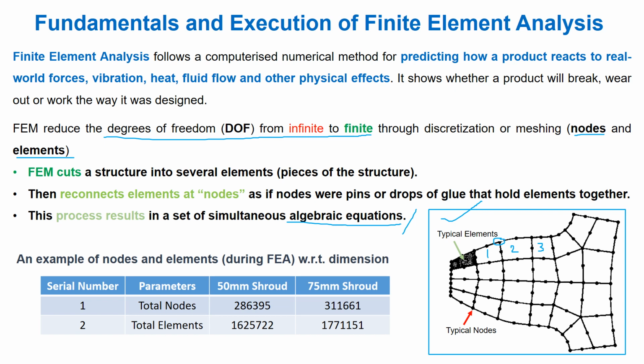So, this is one example. FEA has been performed for different bore dimensions for shrouds, and we can see there are different numbers of nodes and elements for 50 millimeter bore diameter and 75 millimeter bore diameter. While the dimension is more, the total area is more, and the number of nodes and elements are both more.